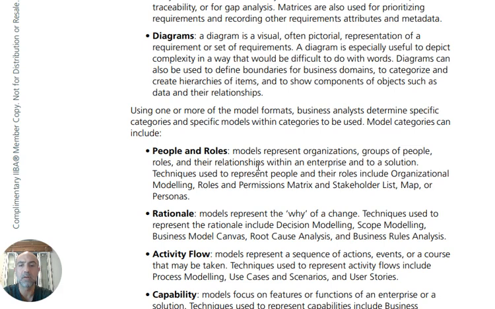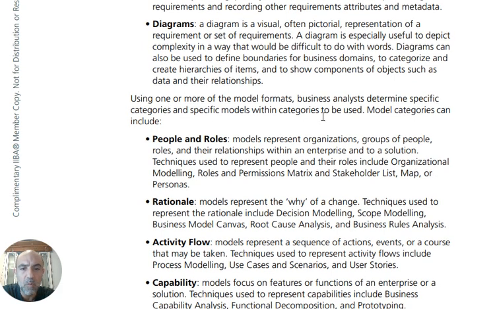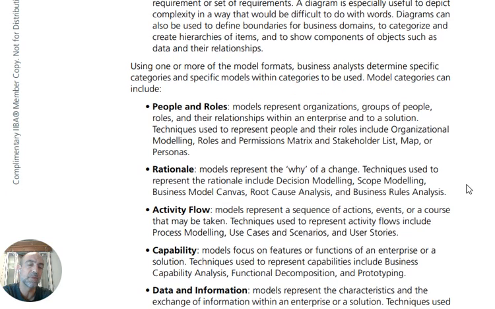All right. So using one or more of the model formats, business analysts determine specific categories and specific models within categories to be used. Model categories can include, remember, our goal is to be facetious.